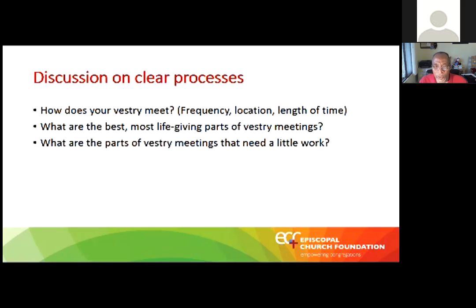Reports and studies show that one of the most difficult reasons that people are reluctant to join teams or vestries is because of the length of time. If we can work on this and get our time down to a definitive no more than 90 minutes, we could see some improvement in those who are willing to serve. We talk about some of the most life-giving parts of a vestry meeting. What parts need work? In each of your individual contexts, the answers will be different.